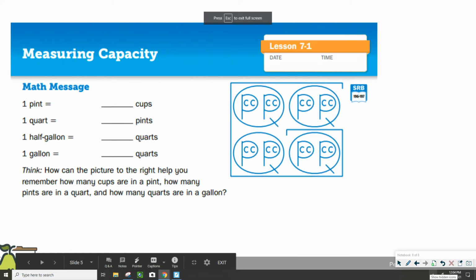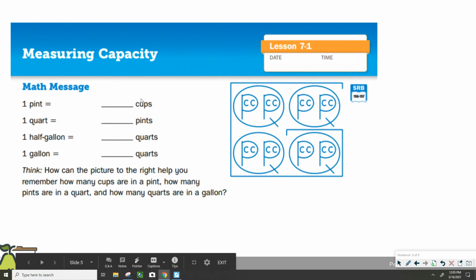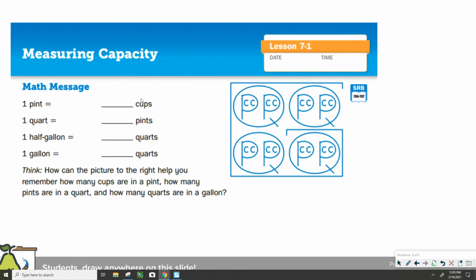All right, so for lesson 7.1 today, we are going to be working with measuring capacities. And in order for us to do that, we're going to be doing some conversions. So when we're talking about capacity, we're talking about things that you can use to measure. When I think about things like pints and cups and quarts and gallons and half gallons, we think of liquids. Typically, we'll think of things like that, like in recipes.